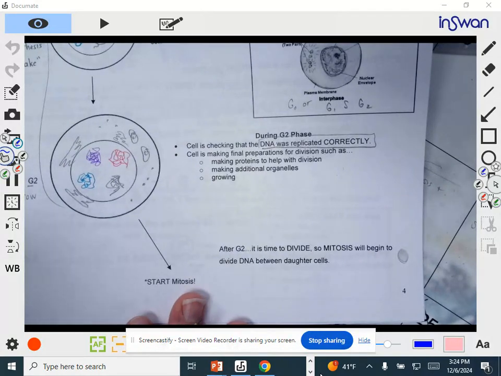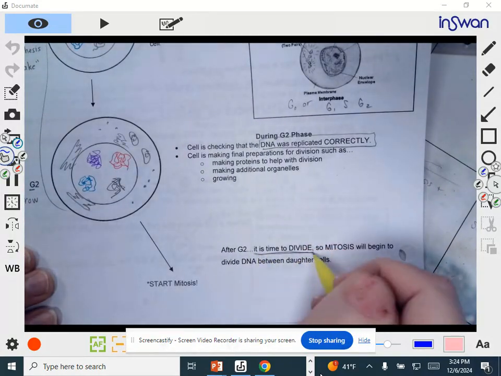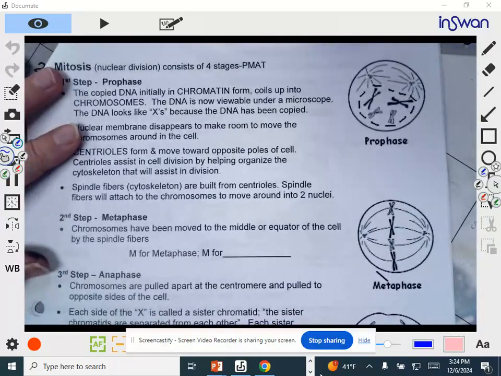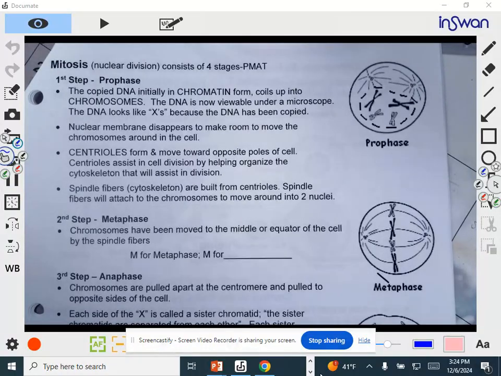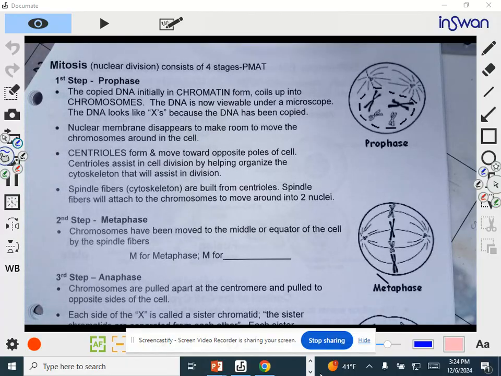All right, G2's done. So now it's divide time. So now we say the cell moves into mitosis. Remember, there's 4 stages of mitosis. PMAT. Now, you will need to be able to tell me what is going to happen in the different stages. And there's a lot that goes down in prophase.